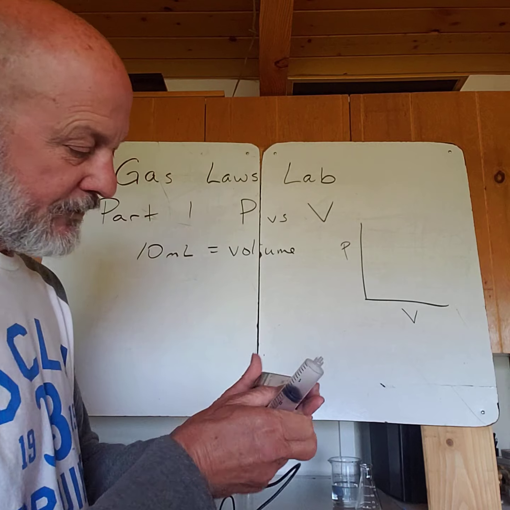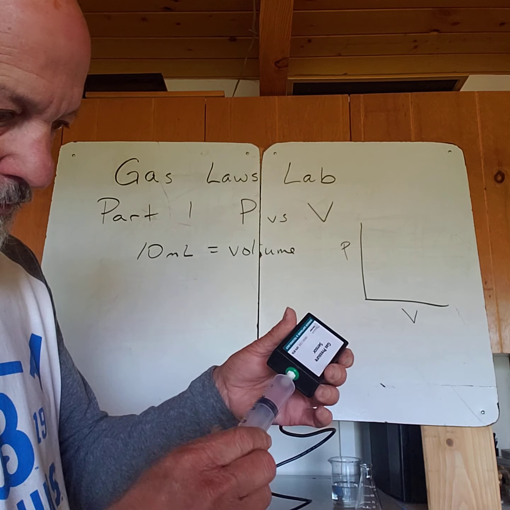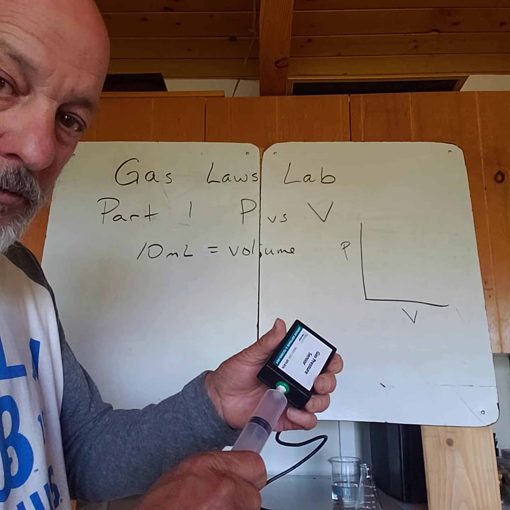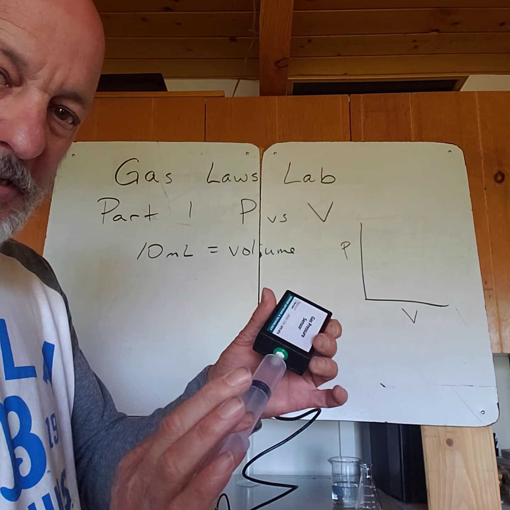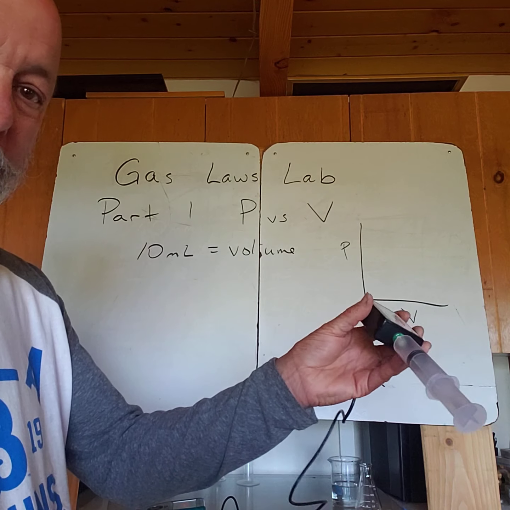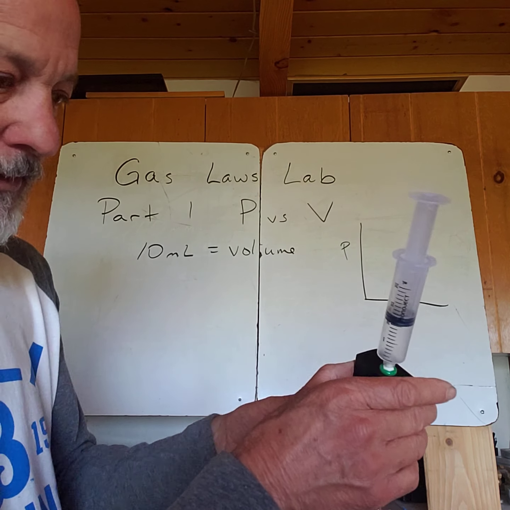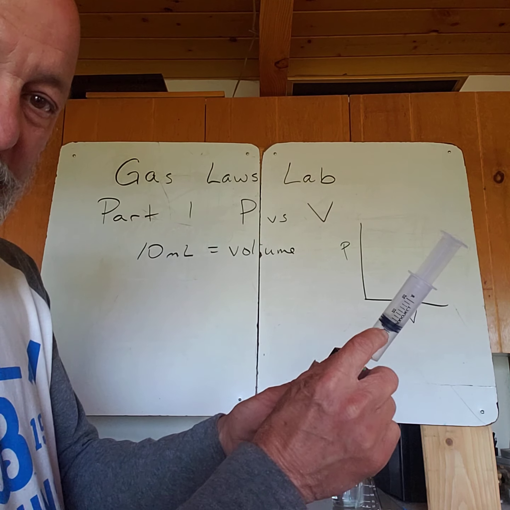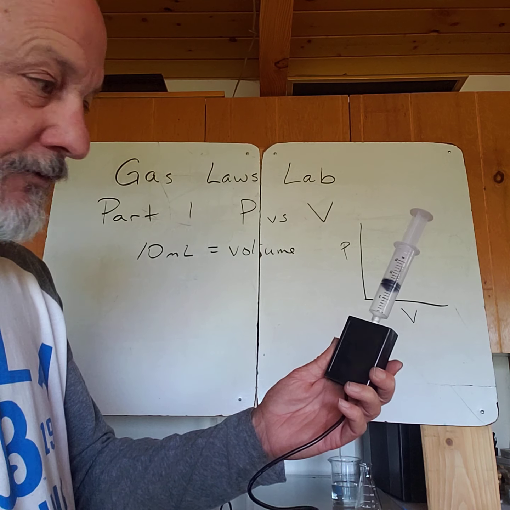Take this, and it's just a little twist connector. Twist it onto the gas pressure sensor. Don't over tighten, you'll break it. Just an easy finger tight, not too tight, but tight enough that there's a seal. And so now it's connected. There's my starting volume. I now have a contained gas, 10 milliliters of air.